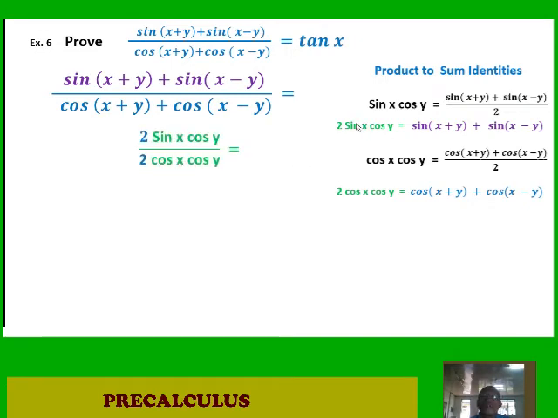Okay, the numerator is 1 and this is for the denominator. Cancelling out cosine y and 2, we are left with sine x over cosine x, which is equal to tangent x, which is equal to the right side. Okay, next.